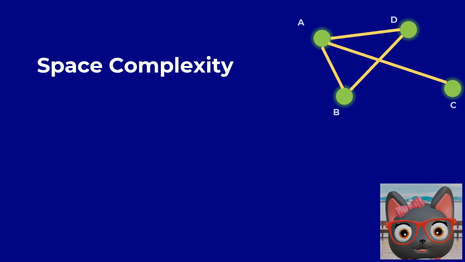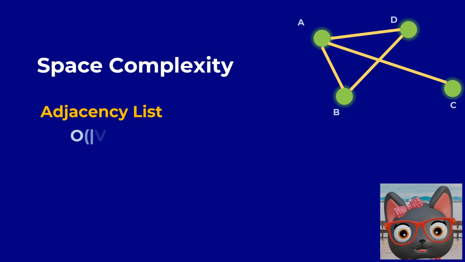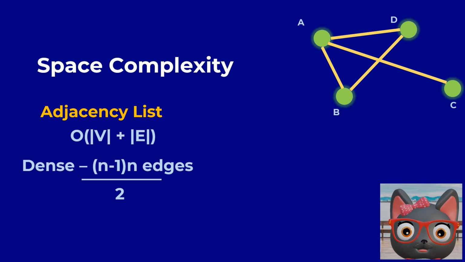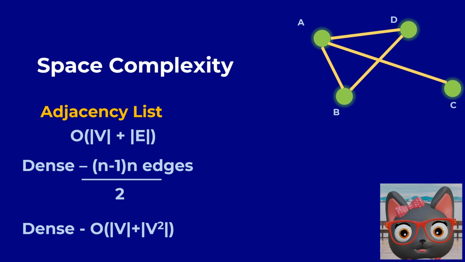Let's now revisit the space complexity of adjacency lists, O of number of vertices plus number of edges. This is in terms of two variables, the number of vertices and the number of edges. Can we make this in terms of one variable, in terms of vertices in particular? Well, the number of edges depends on the type of graph. If we have a dense graph, remember we said that there are n-1 times n divided by 2 edges, where n is the number of vertices, so we can substitute that with a V. The n squared is a dominating term, so we can make it O of number of vertices squared. So altogether, that's O of number of vertices plus number of vertices squared.